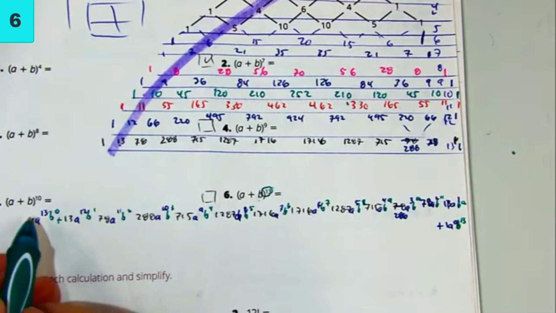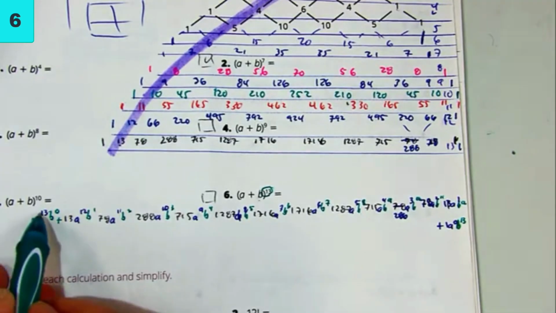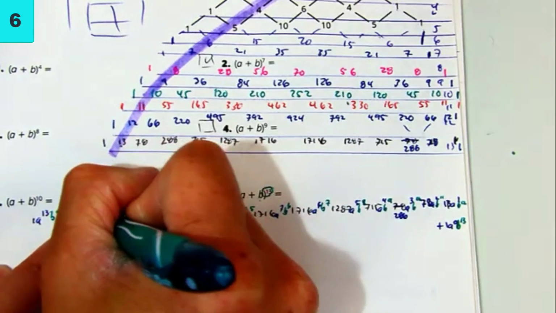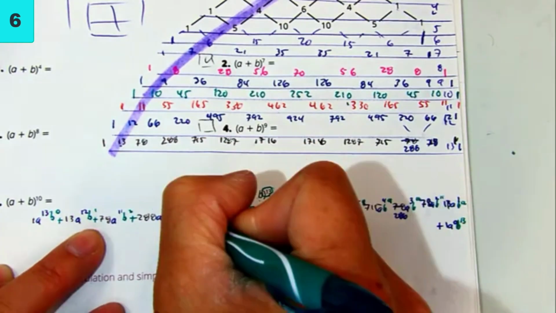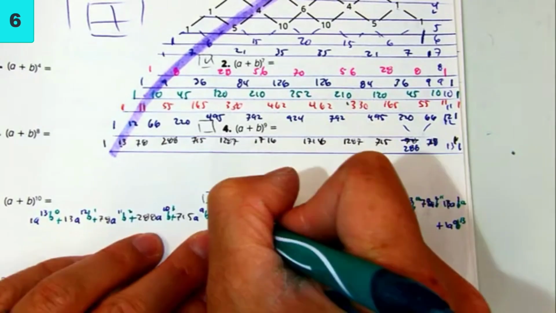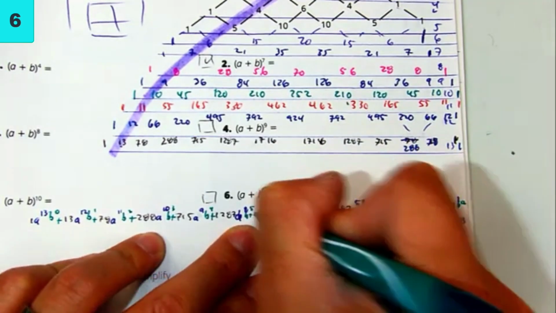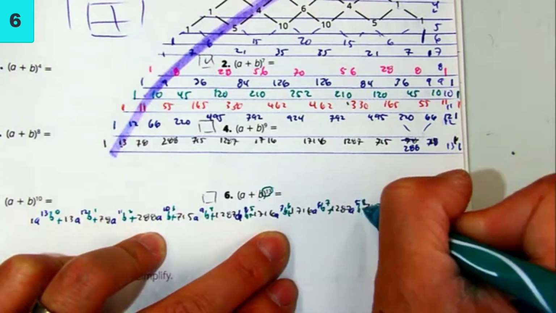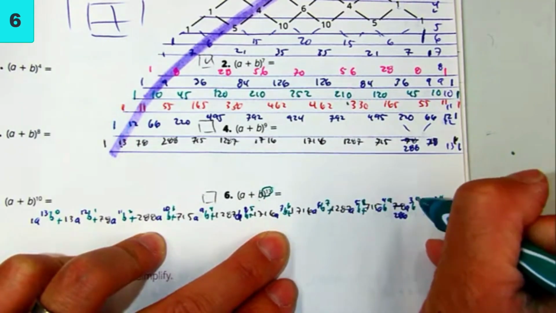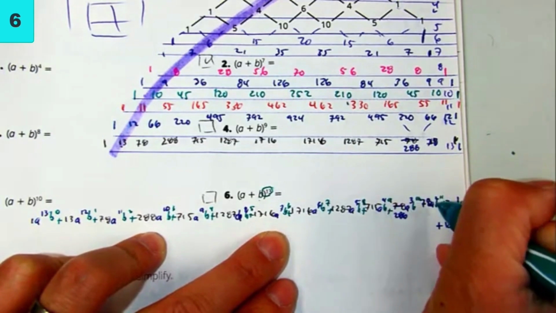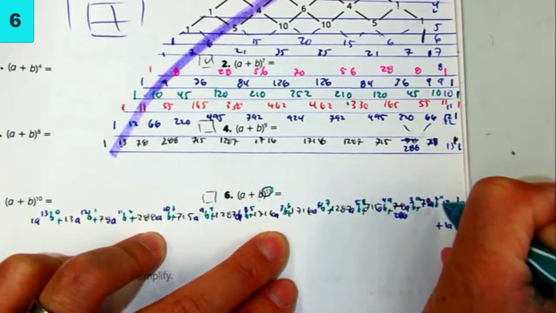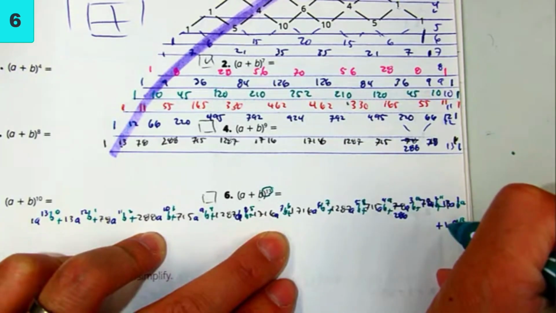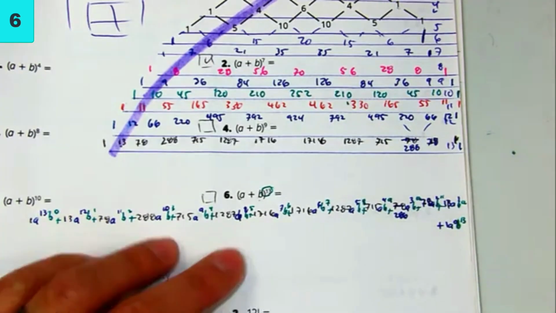So this would be 1 A to the 13th, B to the 0, plus 13A to the 12th, B to the 1st, plus 78, plus 286, plus 715, plus 1287, plus 1716, plus 1716, plus 1287, plus 715, plus 286, plus 78, plus 13 A to the first, B to the 12th, and then plus 1 A to the 0, B to the 13th power.